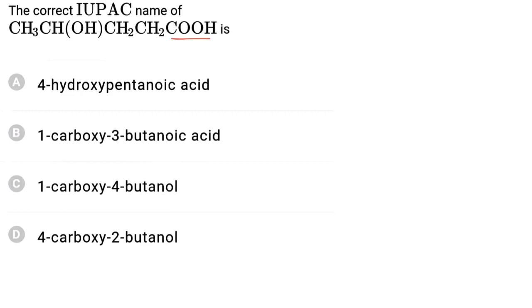In this question we have to find the correct IUPAC name of the compound. Now COOH and OH, both functional groups are present, but the priority of COOH is higher than OH according to the IUPAC priority rule. So the carbon of COOH is given number 1. 1, 2, 3, 4 and 5 carbon atoms are present in the main chain. Now at the fourth position a hydroxy group is present. So the name of the compound is 4-hydroxy pentanoic acid, and the correct option is A.